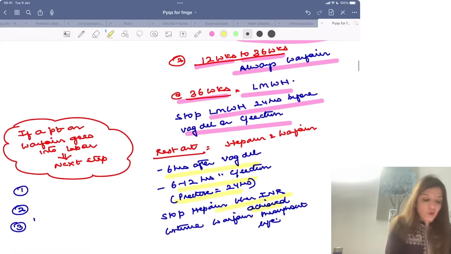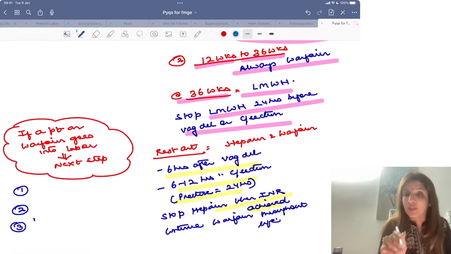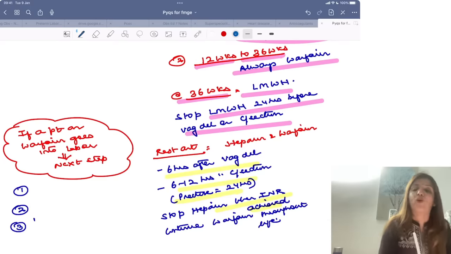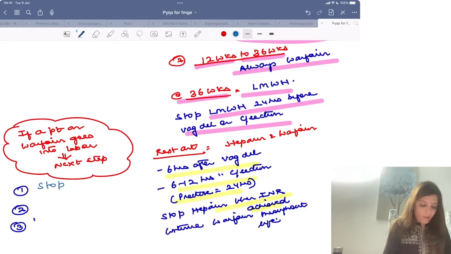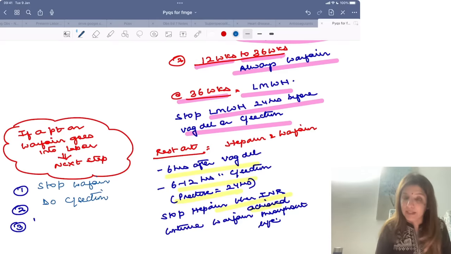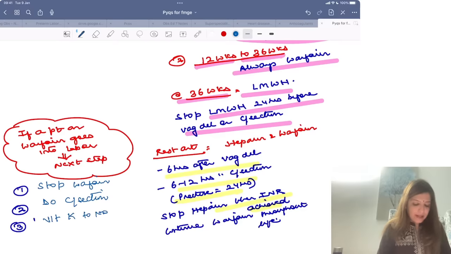Right? Now, suppose your patient doesn't come to you at 36 weeks and the patient is on warfarin at the time of delivery, and they ask you what the next step is. So, please remember, if the patient is on warfarin at the time of labor, you have to stop warfarin. You have to do a cesarean section. You are not going to do a vaginal delivery, and you are going to give vitamin K to the mother and vitamin K to the neonate once the baby is born. Right? Clear to all of you?